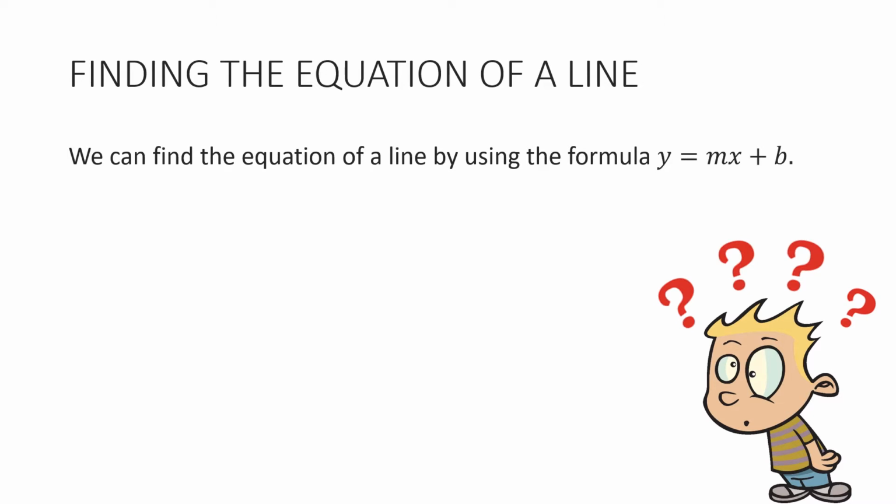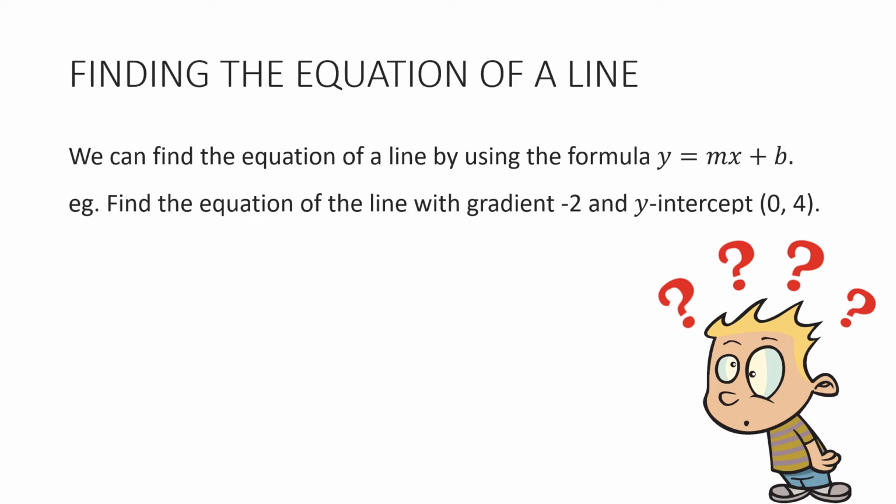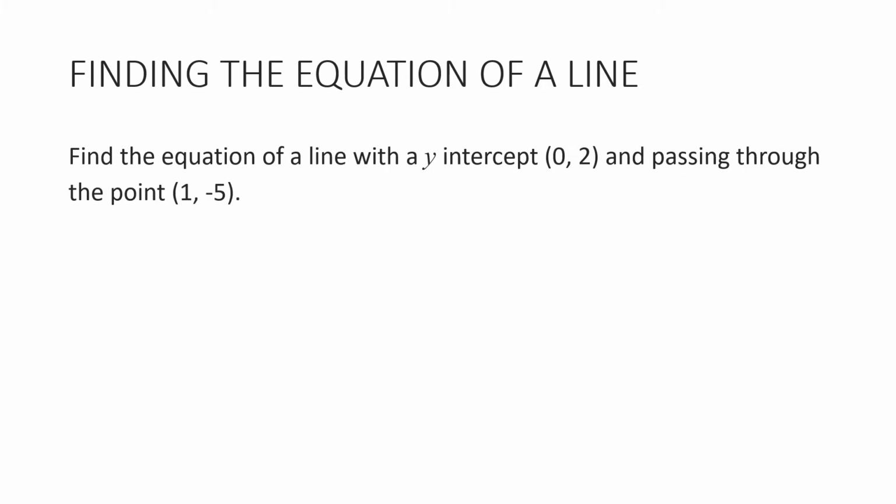So we learnt in Year 9 how to find the equation of a line just using the formula y equals mx plus b. You might get a simple question like this: find the equation of the line with gradient -2 and y-intercept (0, 4), and all we've got to do is substitute in for m and b. We'll start with our equation, and the gradient is -2 and the y-intercept is 4. And so the equation of our line is y is equal to -2x plus 4. But they're probably not going to ask you that question, it's too easy.